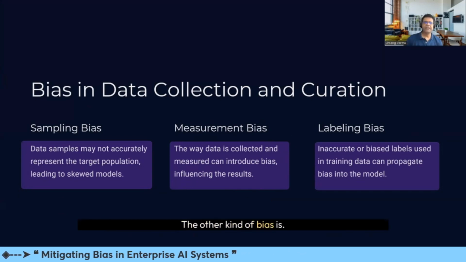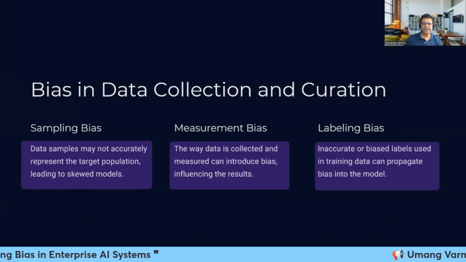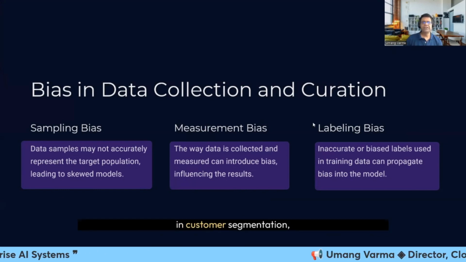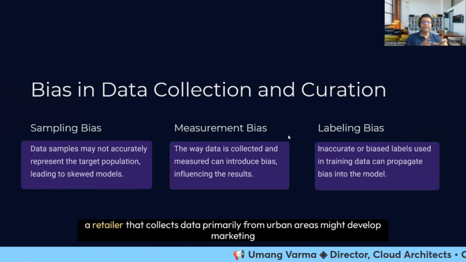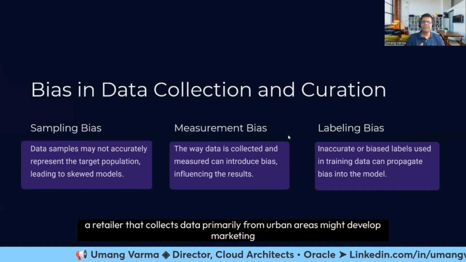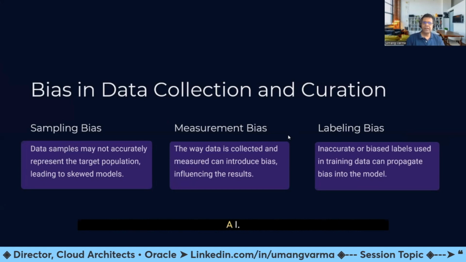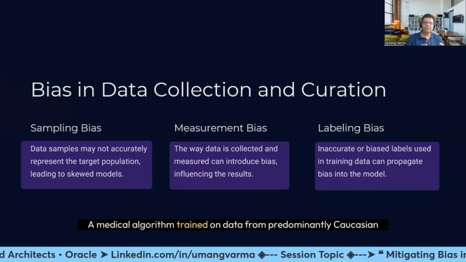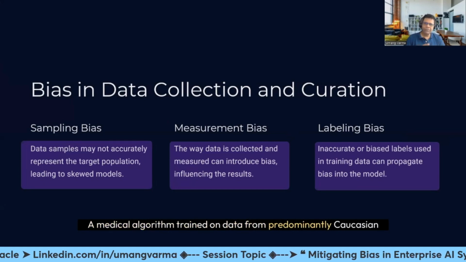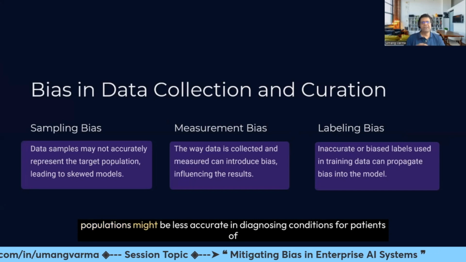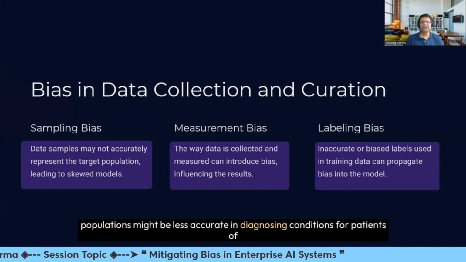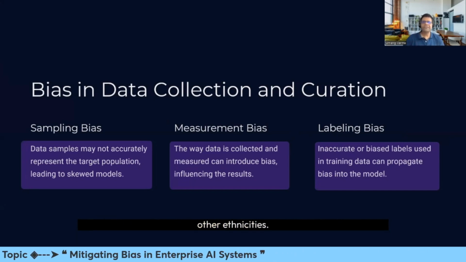The other kind of bias is data collection bias, right? So, for example, in customer segmentation, a retailer that collects data primarily from urban areas might develop marketing strategies that exclude rural customers. Or in healthcare AI, a medical algorithm trained on data from predominantly Caucasian populations might be less accurate in diagnosing conditions for patients of other ethnicities.